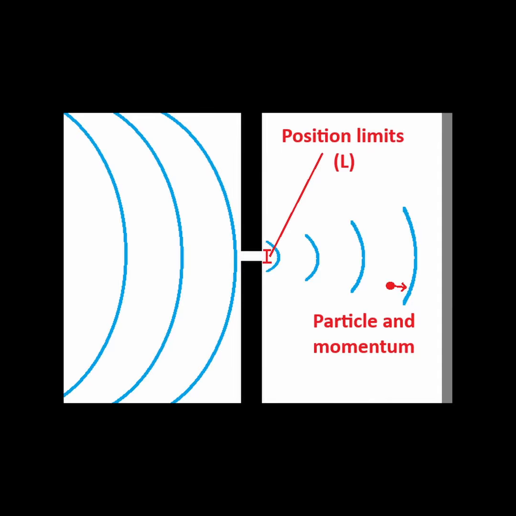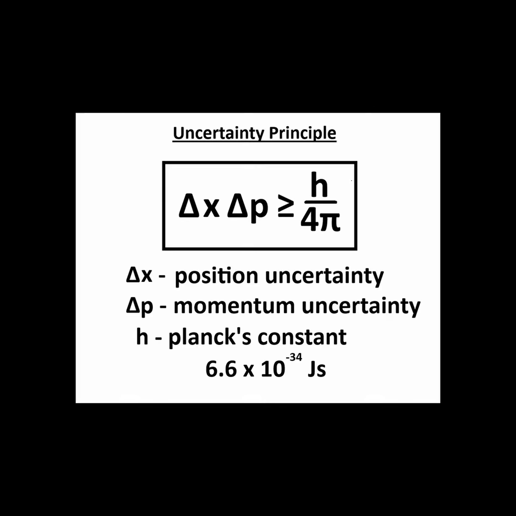less sideways momentum. It turns out there's a relationship between the length of the opening L and the particle's momentum. This relationship captures the essence of a universal law called the uncertainty principle. And we can write it down as delta x times delta p is greater than or equal to Planck's constant, h, 6.6 times 10 to the power of minus 34 joule seconds, where delta x is the uncertainty in the position of a particle, and delta p is the uncertainty in the particle's momentum.